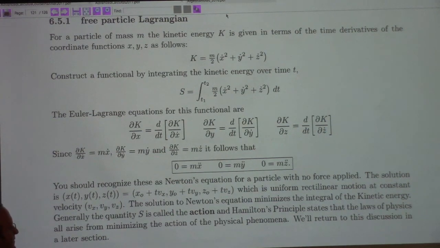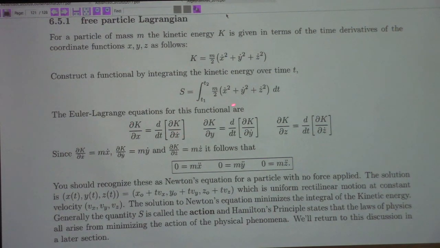So for a free particle, that's it. The total energy is just kinetic energy. And so this is called the action for the particle. The Lagrangian is just this. The kinetic energy is the Lagrangian in this case. So partial K partial x, d/dt of this, and like that. These are the Euler Lagrange equations. What do these give you? Well, that's 0, that's 0, that's 0.